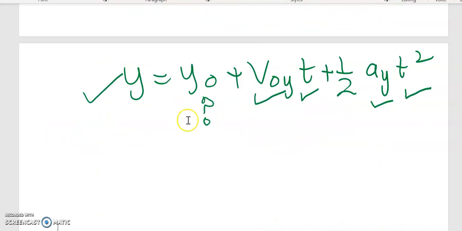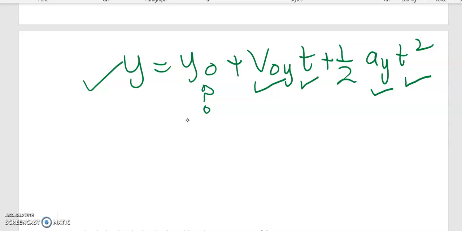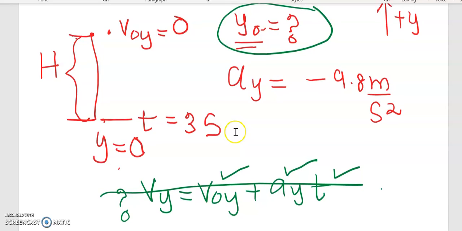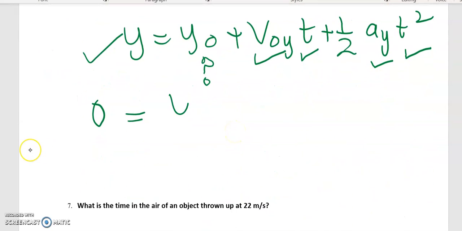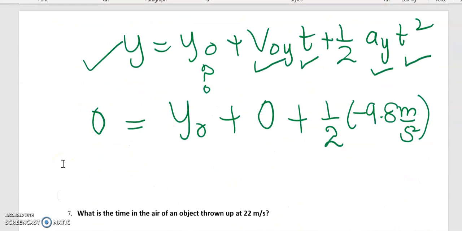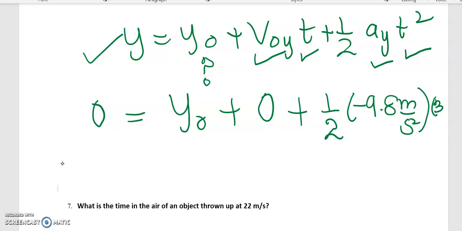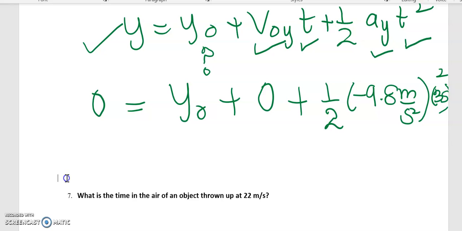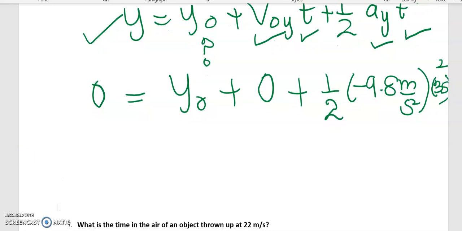Okay, so we can use that and do the substitution. That is 0 because it reached the ground, bottom level, so final y position is 0. Initial, we don't know. Initial velocity is 0, you drop the object. Half times acceleration negative 9.8 times time equal to 3 seconds, so 3 seconds and you square it. Now you need to calculate it. You can pause and calculate.